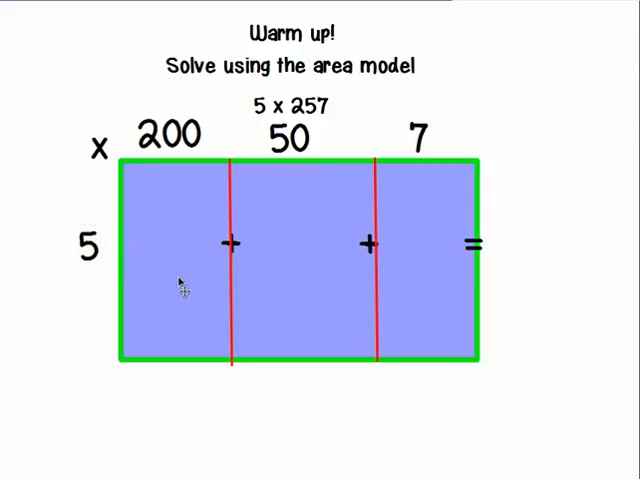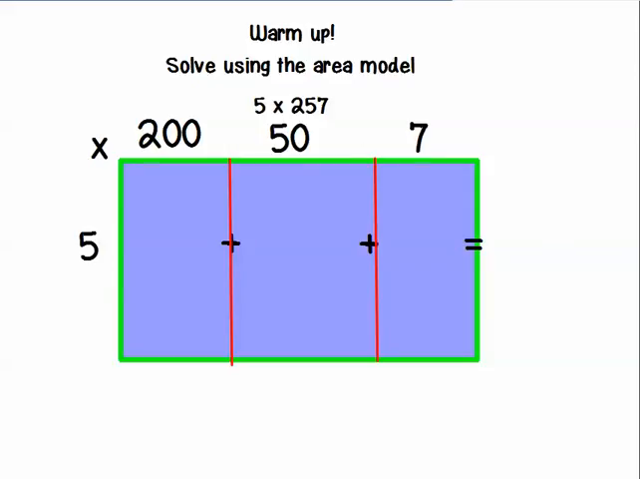Now, the kids could use this area model for any size number. They could do it for a double-digit number. They could do it for a number that goes all the way up into the 10,000s place. They just need to add extra boxes in order to accommodate these extra expanded form places. But for now, we're just going to use this 3-digit number. I put a multiplication symbol here in the corner just to remind the kids that we are multiplying 5 times every part of the 257.